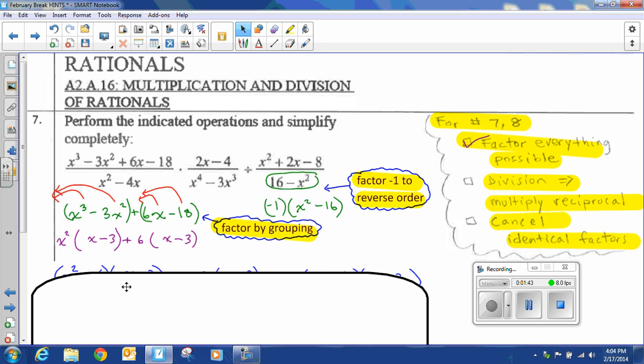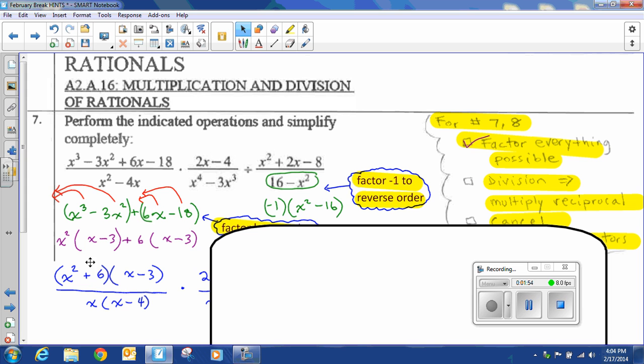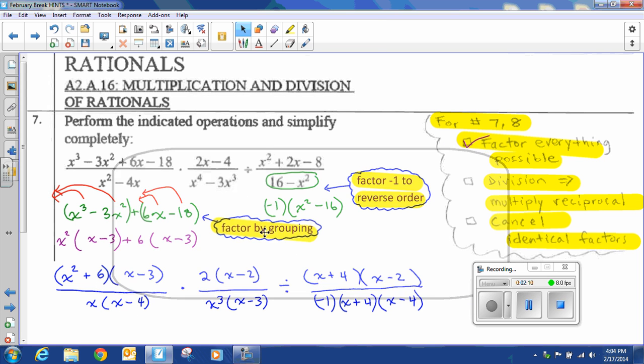So our last step for factoring by grouping is to group the x squared and the plus 6 together to end up with this binomial times x minus 3, this binomial. Now the denominator, x squared minus 4x, we can factor out an x, which gives us x parentheses x minus 4. Okay, so let's concentrate on the middle term here. 2x minus 4, we can factor out a 2. We end up with 2 times parentheses x minus 2.